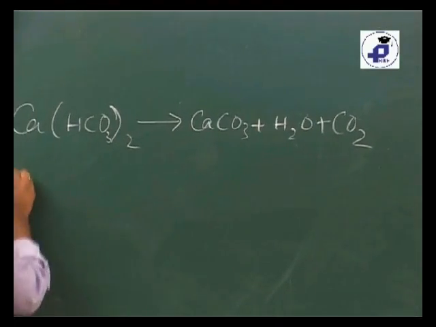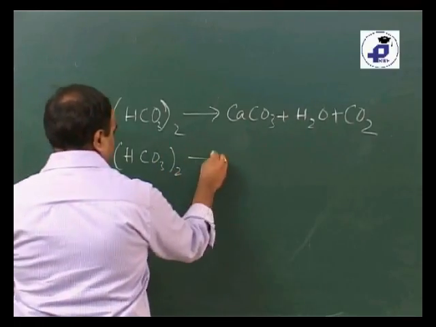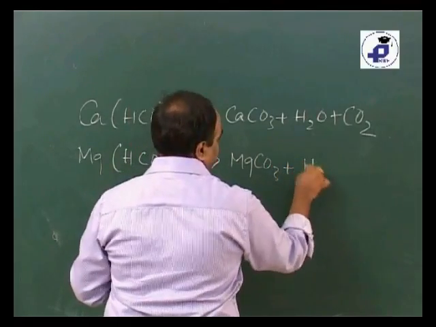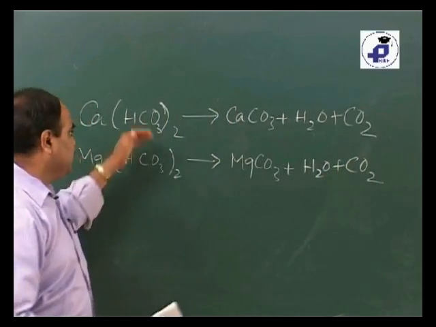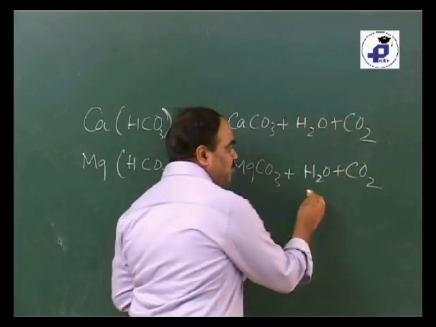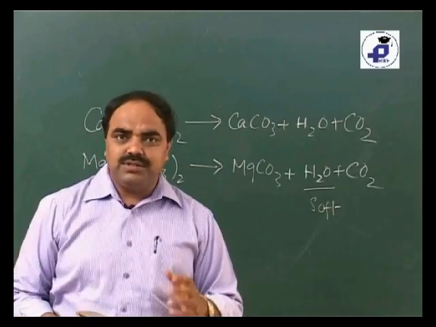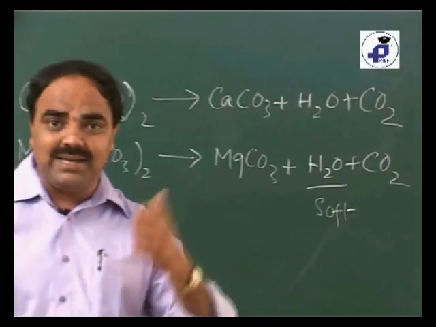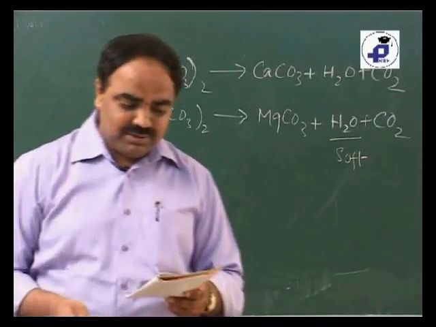Similarly, Mg(HCO3)2 gives MgCO3 plus H2O plus CO2. See, temporary hardness is being removed and the water that has come out is soft. This is one of the important things that you have to remember in understanding how temporary hardness and permanent hardness are going to be taken out.